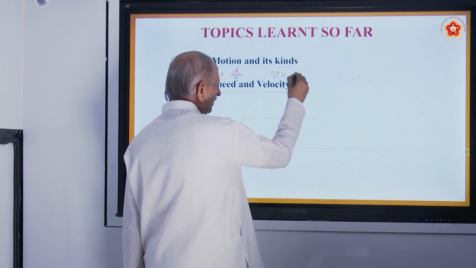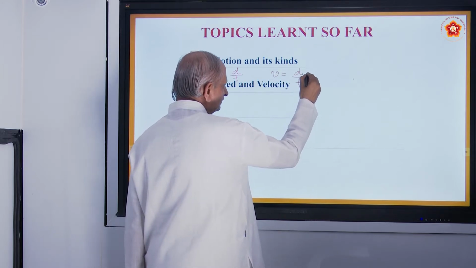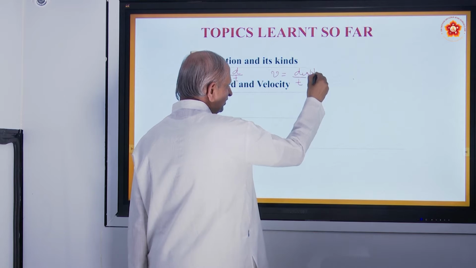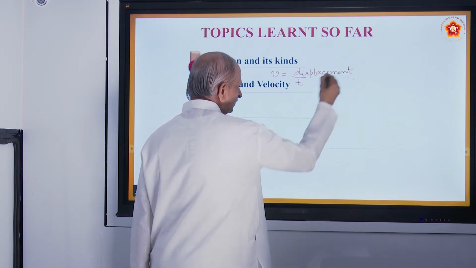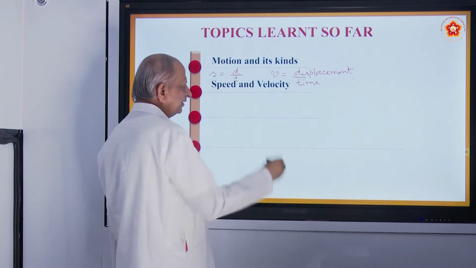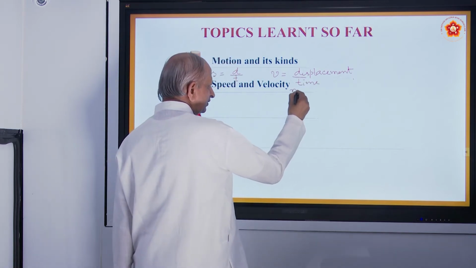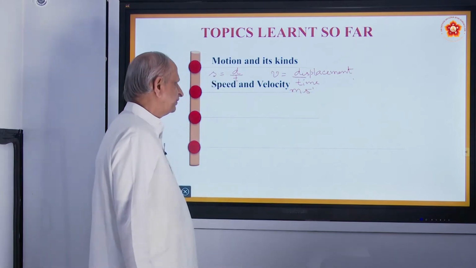Velocity is the rate of change of displacement, that is, not distance travelled, but displacement. Both have the same unit. The unit is meter per second.